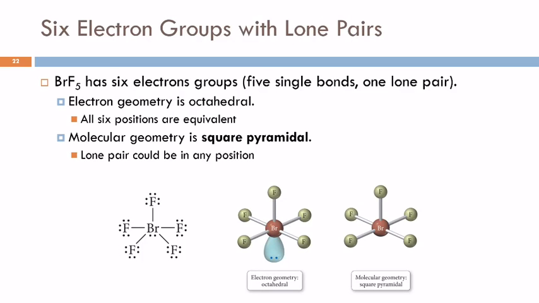Okay, 6 electron groups. Bromine pentafluoride. Here's the Lewis structure. It has 5 bonds and 1 lone pair. 6 groups. 6 groups make this guy, the octahedral. Well, in the octahedral shape, all the bond angles are the same. So you can think of that lone pair as being in any of them, right? It could be in any of them. And then, so we have electron geometry that's octahedral. We make this guy invisible, and this is what we see.